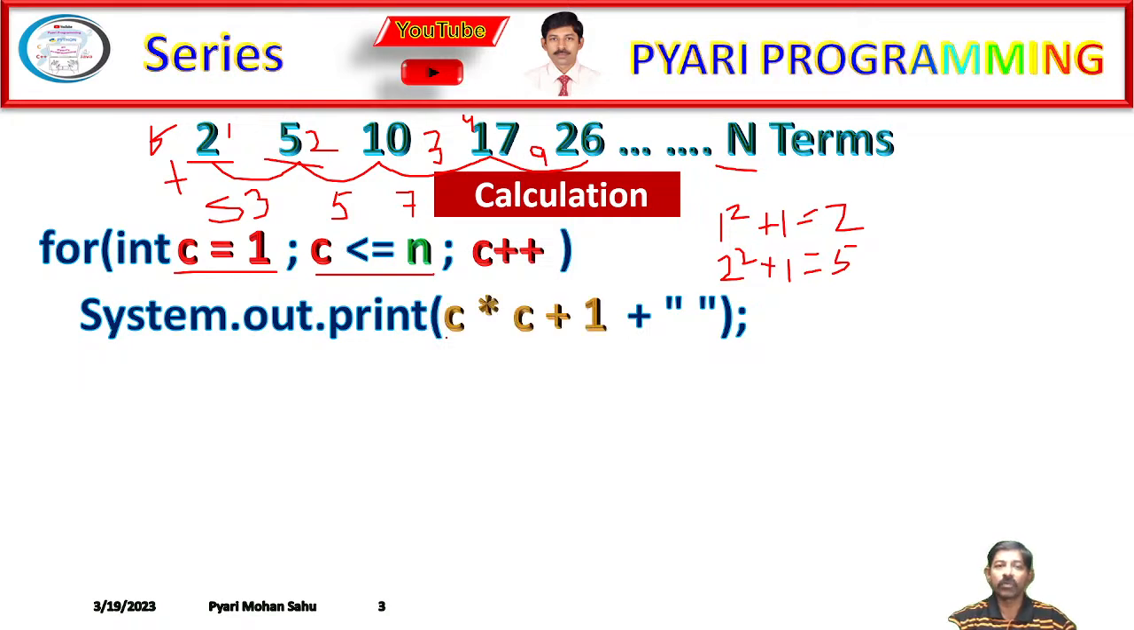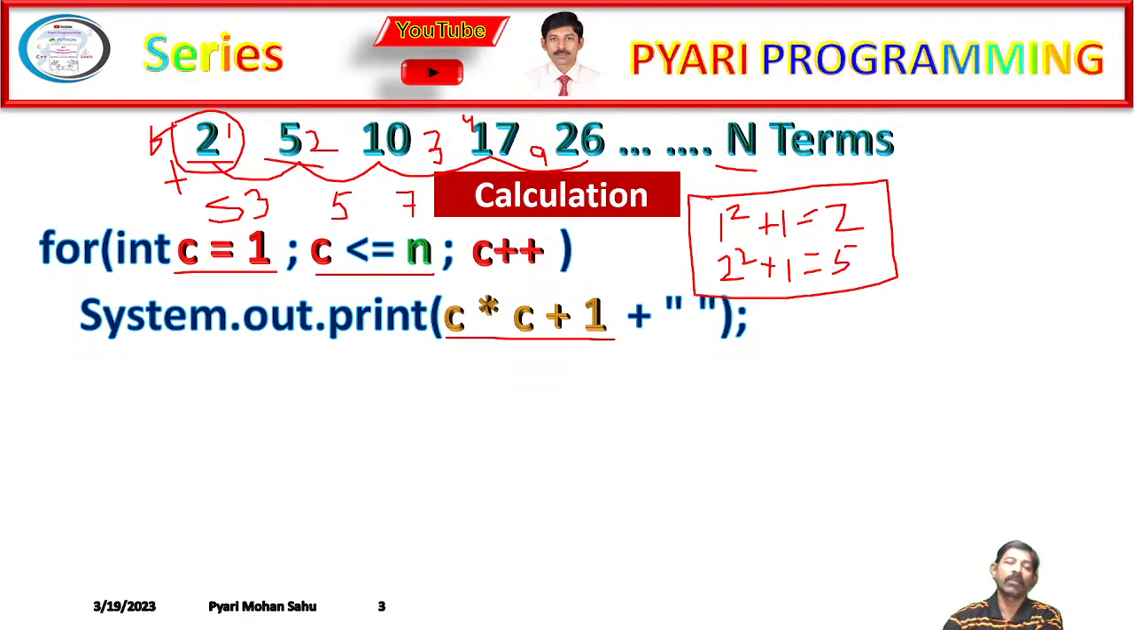C square plus 1. That is, when C value is 1, 1 square plus 1 is 2. When C value is 2, 2 square plus 1 is 5. When C value is 3, 3 square is 9, plus 1 is 10. So that means we have to find out the term with the output that I want. Is there any relationship? If the relationship is matching, then I can use the counter variable. Otherwise, I am bound to take an extra variable.